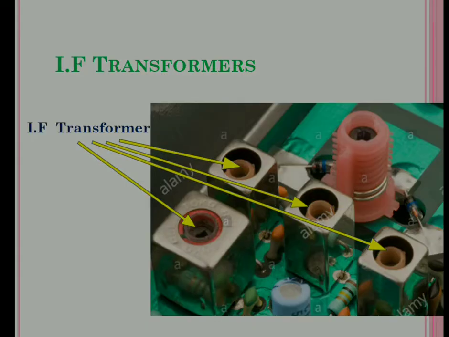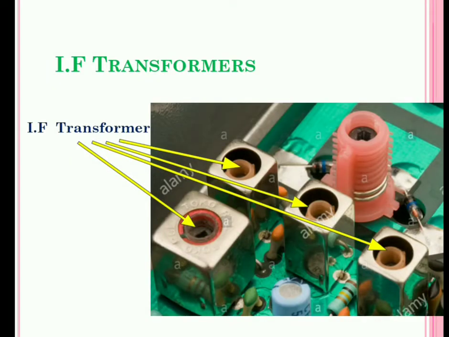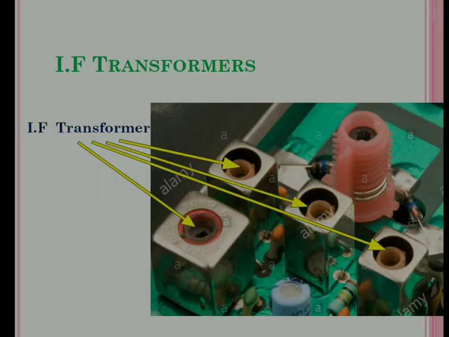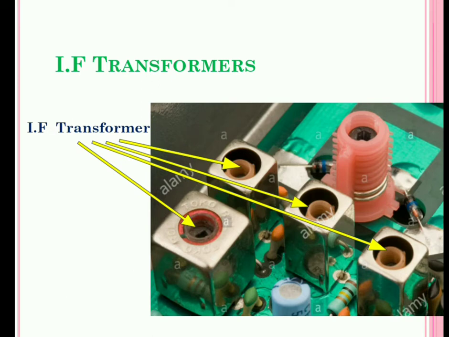There will normally be two or three stages of IF in a radio receiver. They are of different sizes, depending on the frequency and the current or the power they are working with.